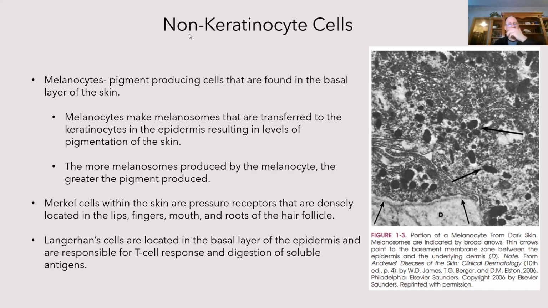But Merkel cells within the skin are pressure receptors. These are baroreceptors, pressure receptors that are densely located in your lips, in your fingers, in your mouth, and in the roots of your hair follicles. That's why, well, I don't have hair, but if I did, and I could pull on it, I'd feel this sense of pressure on my hair, and those are actually Merkel cells forming that sense of pressure.